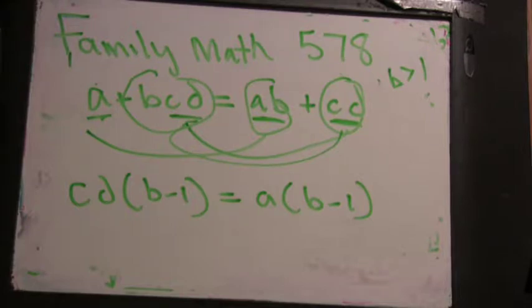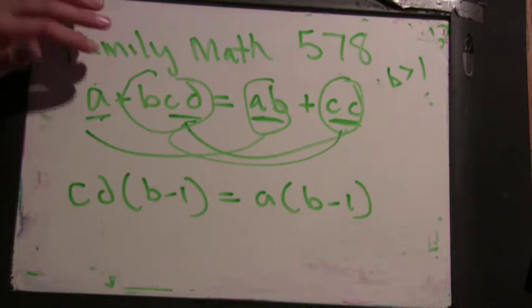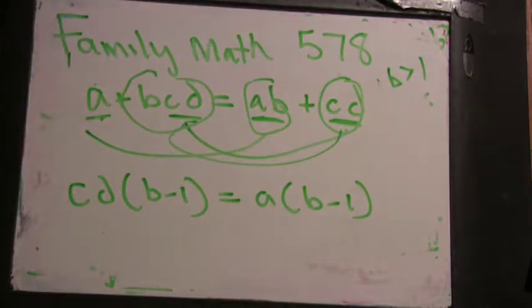What do you notice happens here when B equals 1? Well, then you can't divide that. It just is 0 equals 0. Okay, well, what happens to our equation when B equals 1? Well, you get A plus C times D equals A plus C times D. Okay. So A, C, and D can be anything.